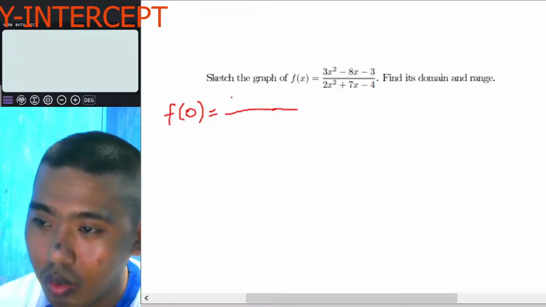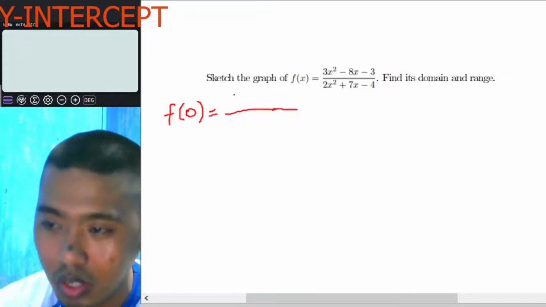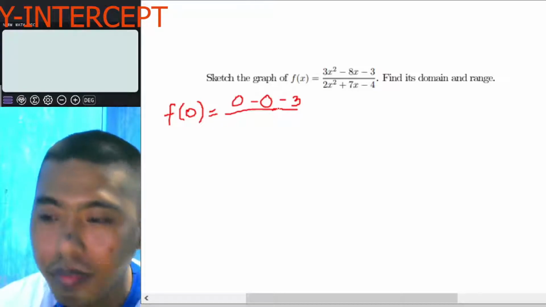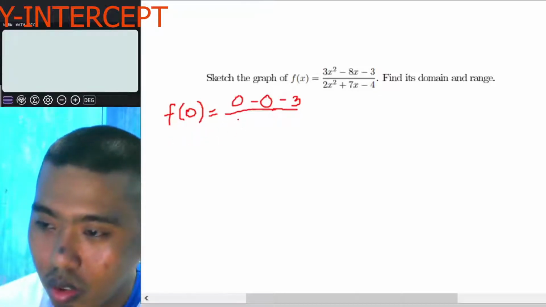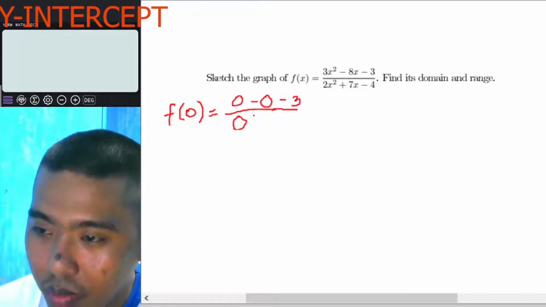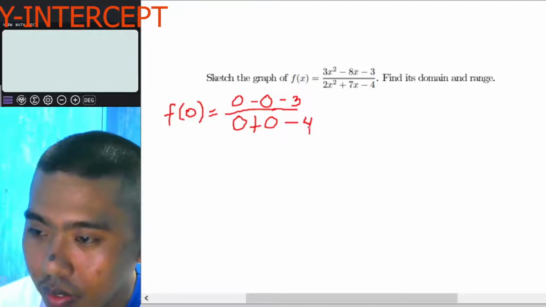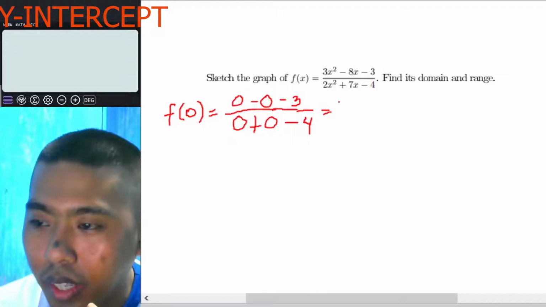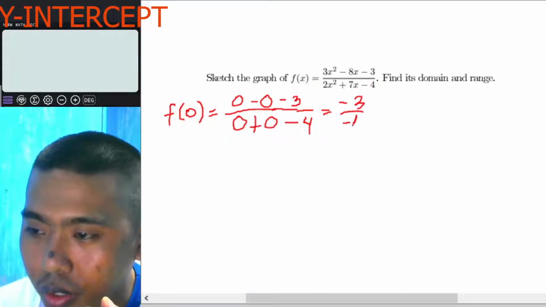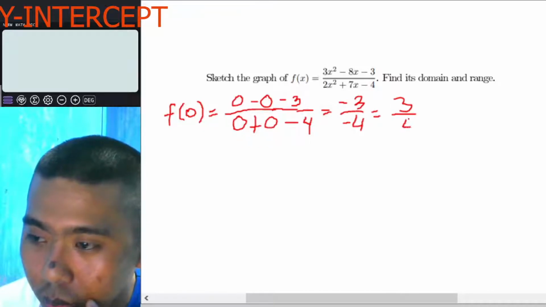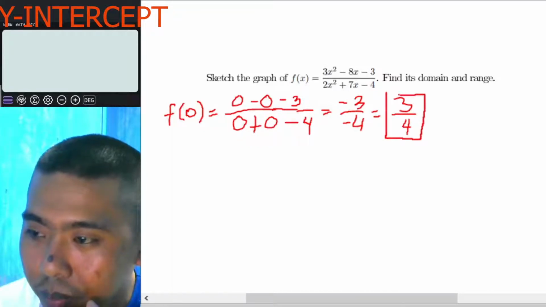So 0 raised to 2, that's 0. 0 times 3 is 0. So this is 0. Next, negative 8 times 0, that is 0. And minus 3. Okay. I hope sabtan na. Next, this is 0 as well. 7 times 0, that is 0. Okay, then negative 4. Alright. So this would become negative 3 over negative 4. So that would become positive 3/4. Okay, so we have our y-intercept.